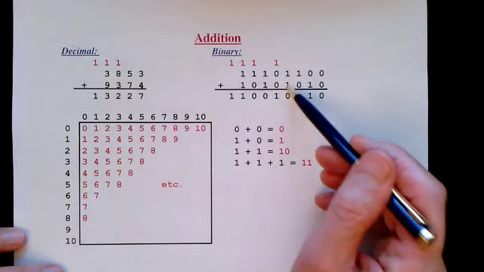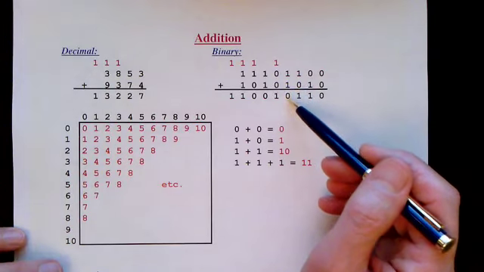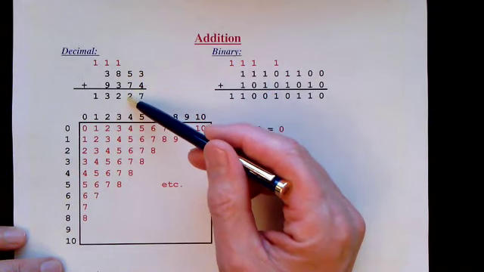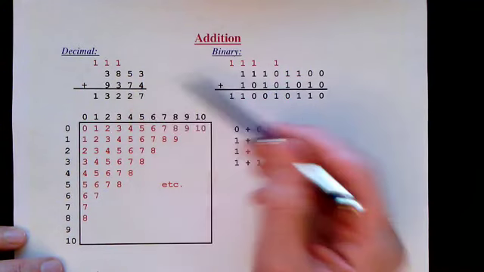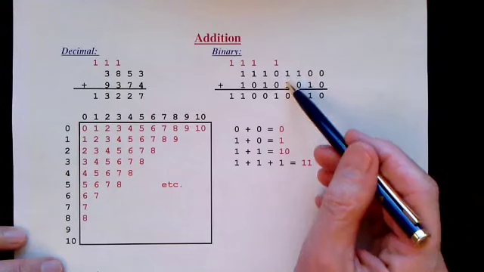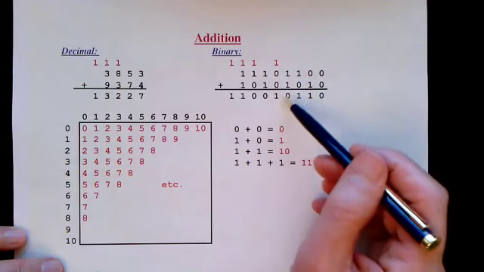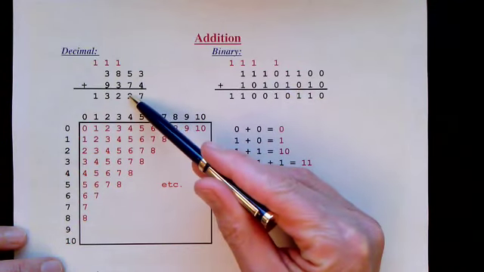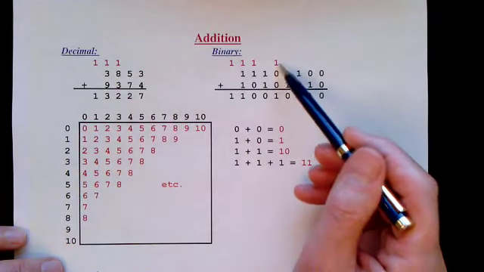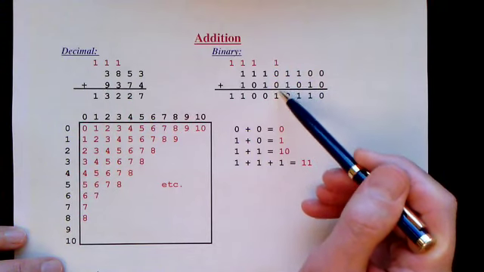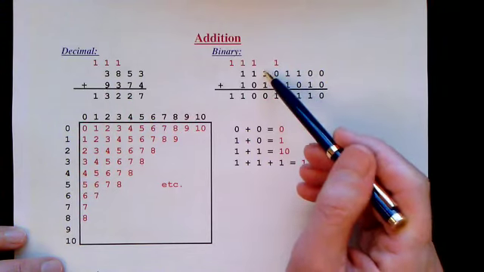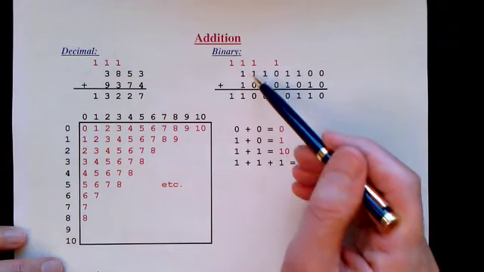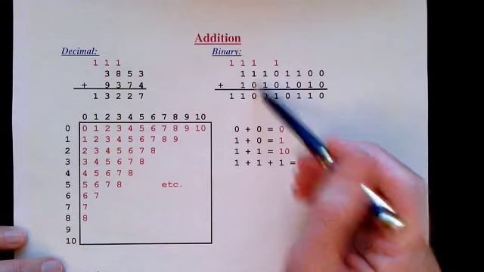So 1 plus 1 is 2, but 2 can't be represented as a single digit. So it's a little bit like 5 plus 7 is 12. The result cannot be represented with a single digit. Here, we can't represent 1 plus 1 with a single bit. We need a 2-bit number. So we write down 0, just like we wrote down the 2 here, and we carry a 1. Then we have 1 plus 0 plus 0, well that's 1. Here we have 1 plus 1, again that's 2, so we write down a 0 and carry our 1. Here 1 plus 1 is 2, we write down our 0, carry our 1.